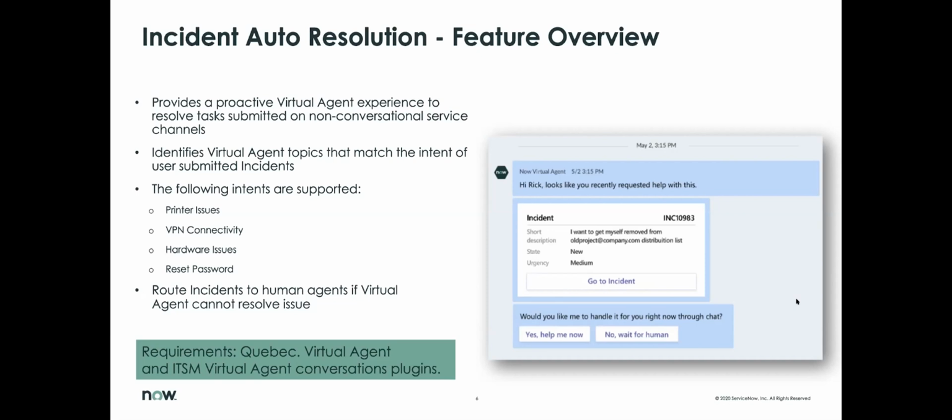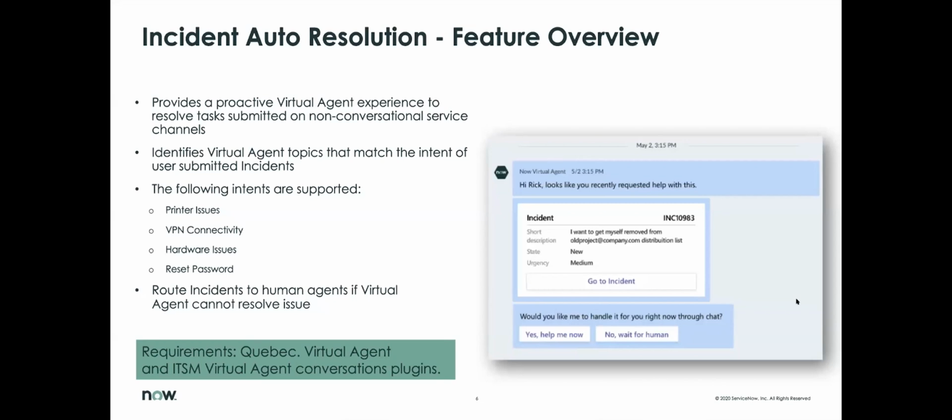And the following intents are supported. These are what we determined to be 4 very popular topics that incidents are created on: printer issues, VPN connectivity, hardware, and reset password. Then a user will receive a notification in their channel. For example, here in the screenshot, I see Microsoft Teams, and it'll say, hey, you created an incident. Would you like help now? If they click yes, we will run a virtual agent topic. If the user prefers a live agent, we can route them to a live agent as well.